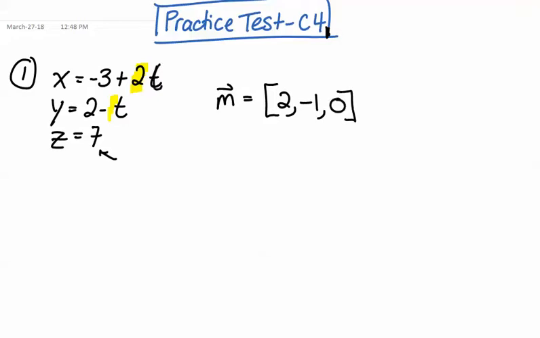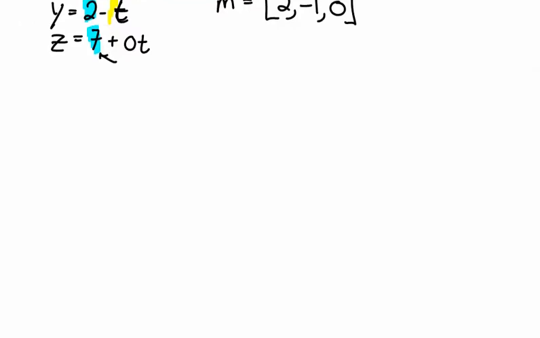So the things that are right with the t's tell you the direction vector. Since this one doesn't have a t, it would be like 0t. And then the other numbers, the -3, the 2, and the 7, describe a point that's on that line. Cool, so that's the answer to question 1. Question 2.